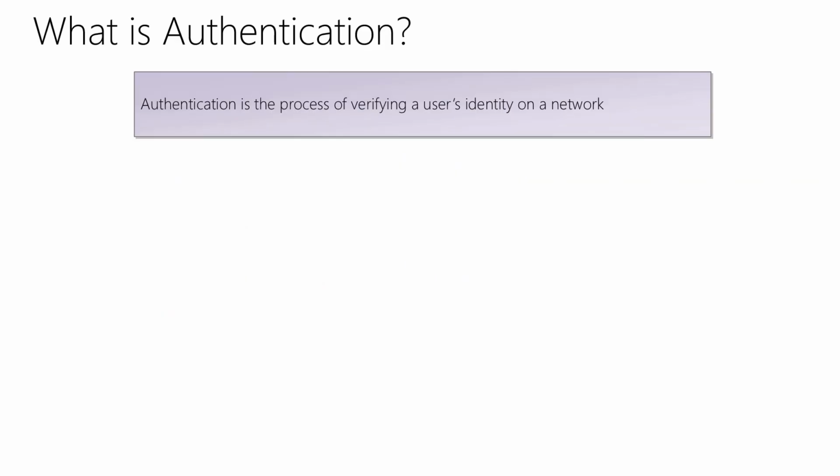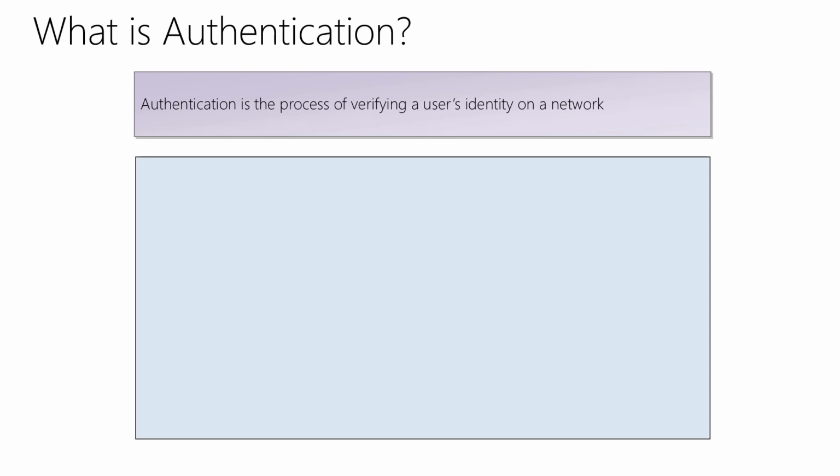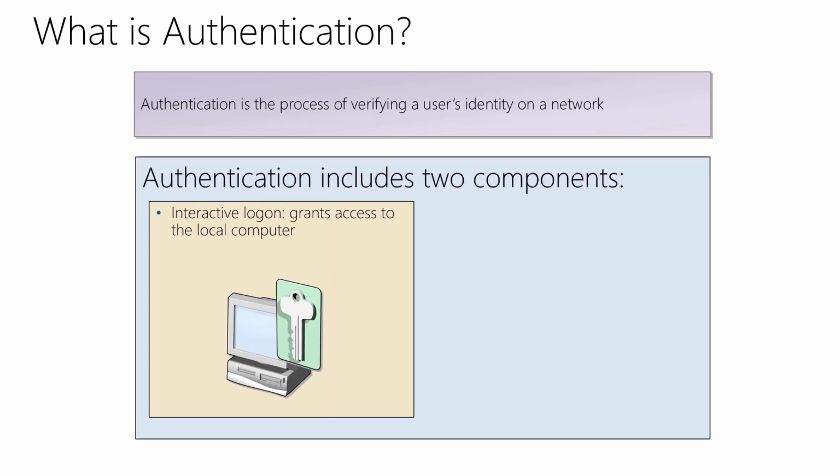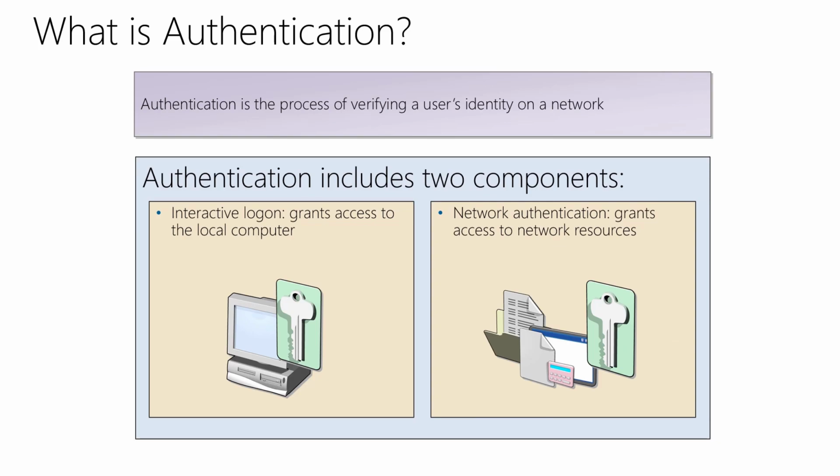Next comes authentication. Authentication is a process of verifying a user's identity on a network. Authentication includes two components. The first is the interactive login, which grants access to the local computer. Second is network authentication, which grants access to the network resources.